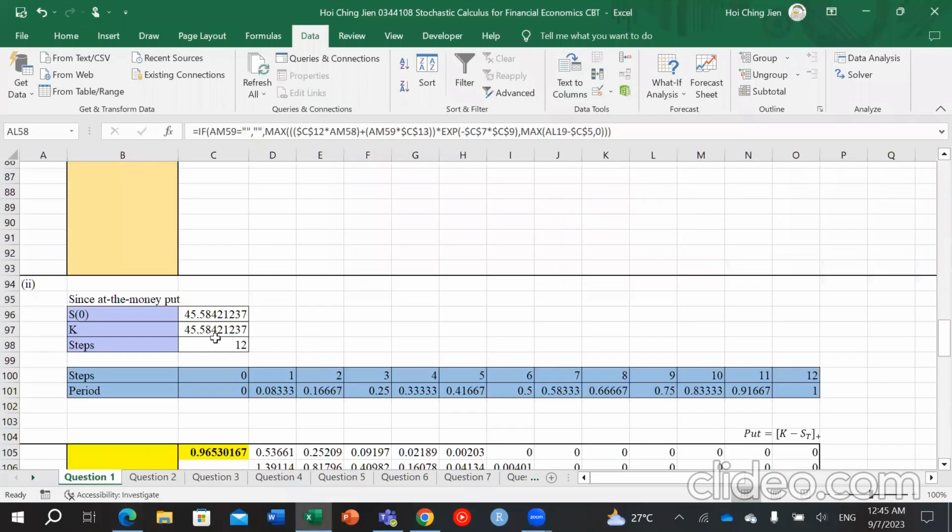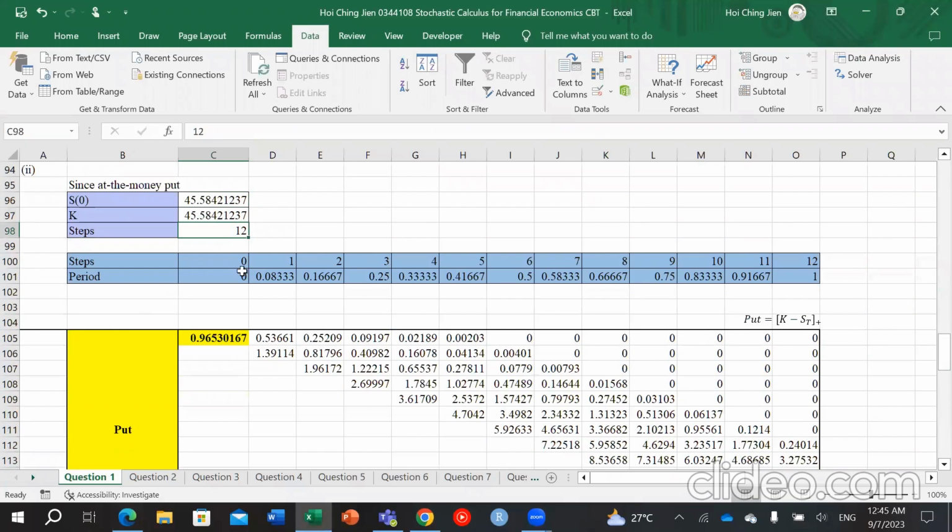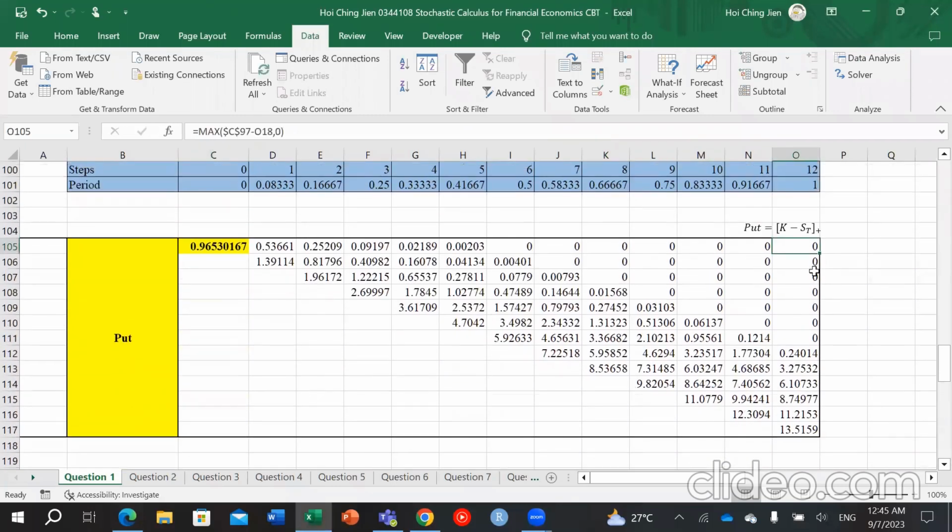So for the second part, we also insert all the values. And for the last column of the put option, it's not ST minus K anymore. It becomes K minus ST. But since it also has to be a positive value, we also use the max function. And the column before it also uses discounting, but the only difference is we don't need to compare the discounted value with the maximum of K minus ST anymore, since it's a European option. So we can only exercise at the end of the time. After discounting, we got the put value of 0.96530167.